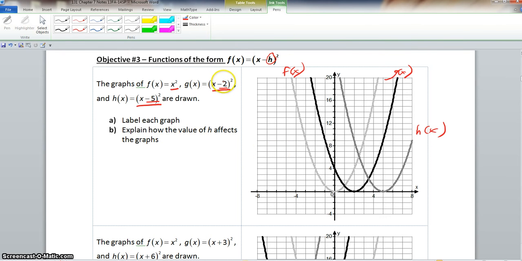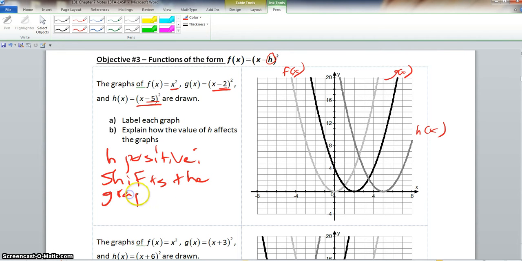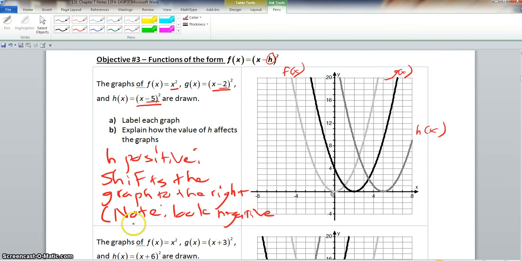Now your h value is actually positive. It just has a minus sign in front of it. So if h is positive, it shifts the graph to the right. And then here, we want you to note the negative in the formula.